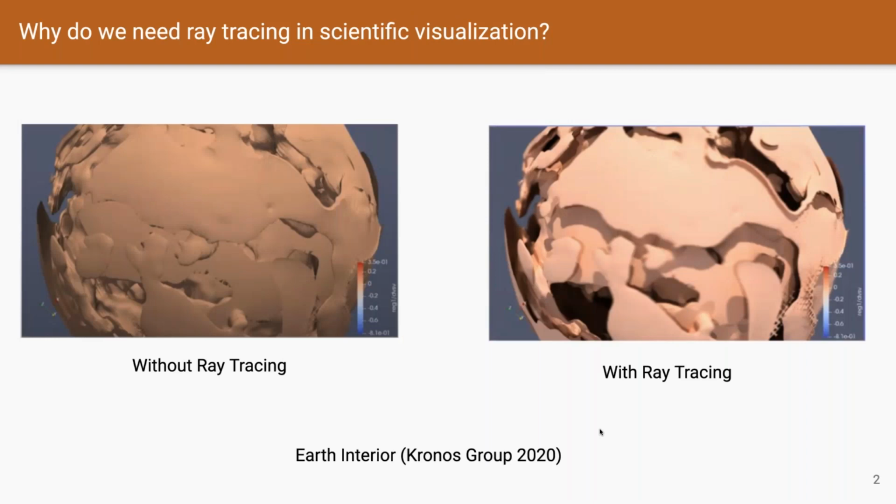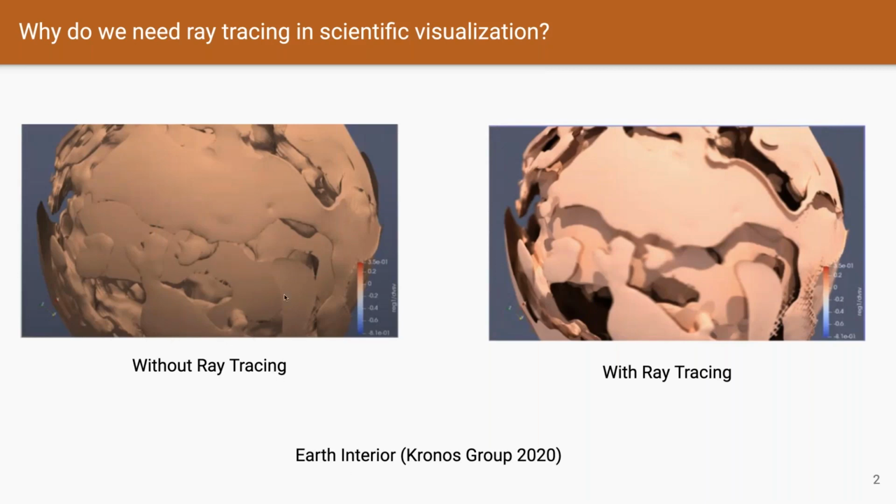So starting off, our focus was, why do we need ray tracing in scientific visualization? This is a view of the Earth's interior from the Kronos group. You can see how by highlighting individual aspects and doing shading, we can elucidate insights which were previously not available without those ray tracing aspects.